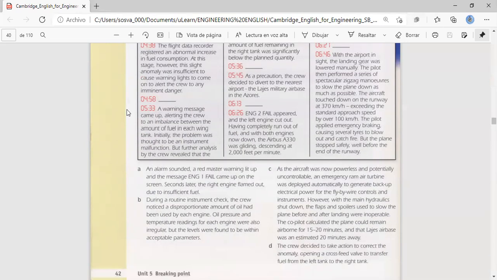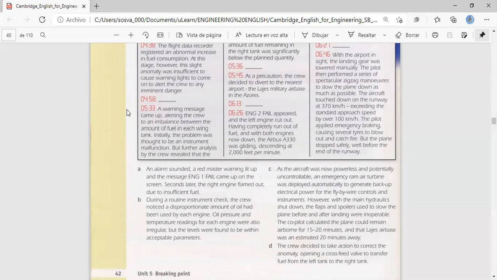At 5:33, a warning message came up alerting the crew to an imbalance between the amount of fuel in each wing tank. Initially, the problem was thought to be an instrument malfunction, but further analysis by the crew revealed that the amount of fuel remaining in the right tank was significantly below the planned quantity. Yes, exactly.